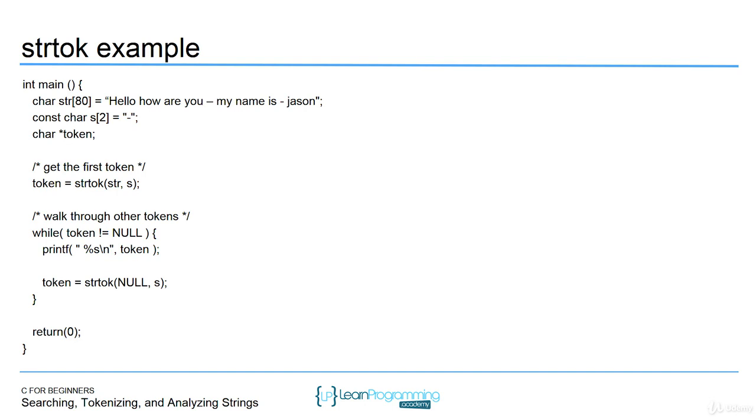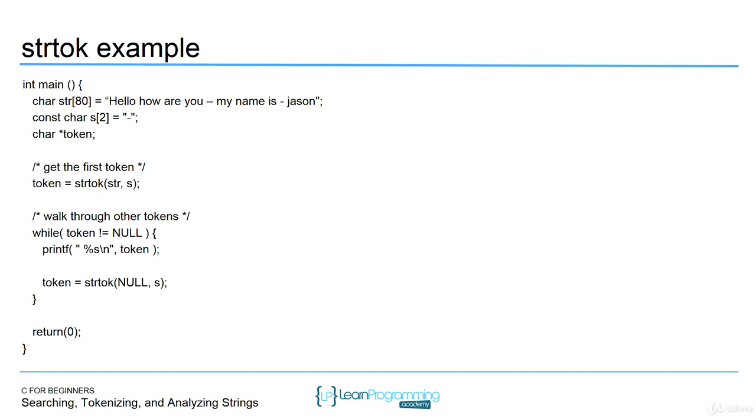So if we call strtok and we pass in string and we pass in our delimiter s, token is going to be equal to the first thing that it finds. So the first time you call strtok, it's going to be equal to "hello, how are you," and then it finds the match with the dash. And if you call it a second time, it's going to print out "my name is." If you call it a third time, it's going to print out "Jason" because it's going through the dashes.